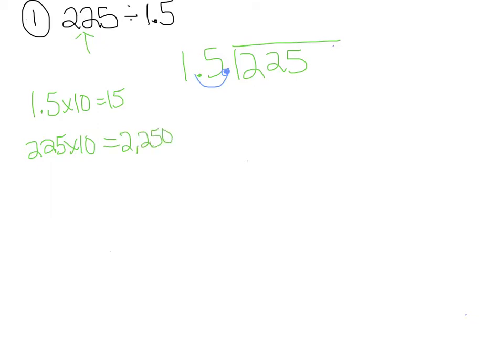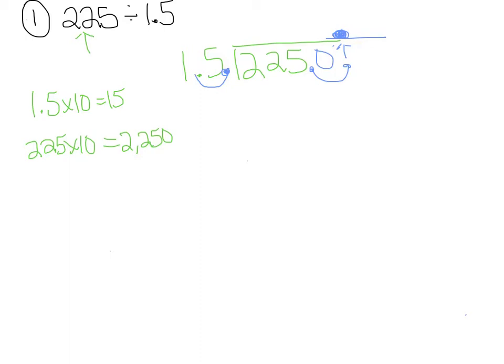2,250. Now, every time you're not going to have to write out this multiply times 10. You're just going to get into the habit of moving the decimal over. Moving the decimal over one place to the right is multiplying it by 10. And then the decimal starts here, so I'm going to go ahead and move it up right there in my quotient. Make it nice and big so I don't miss it. So now we're going to divide 2,250 by 15.